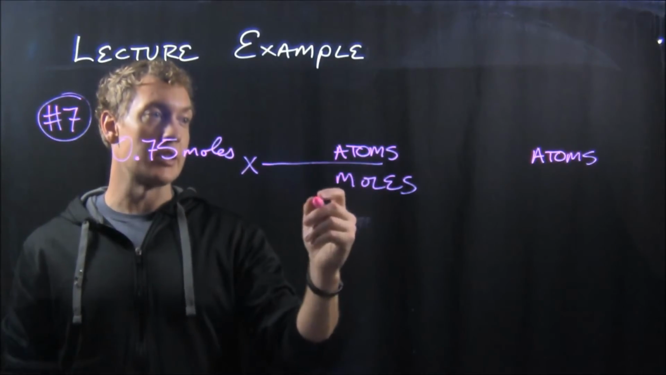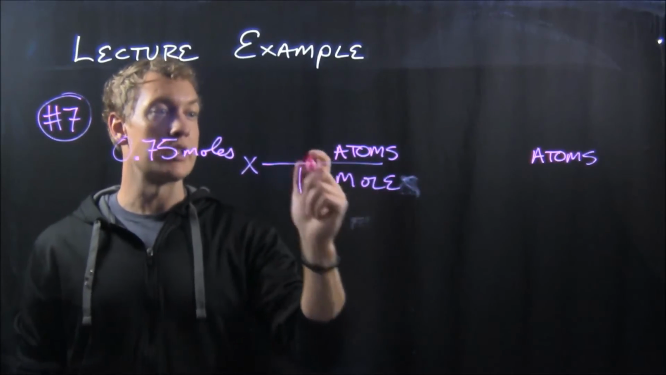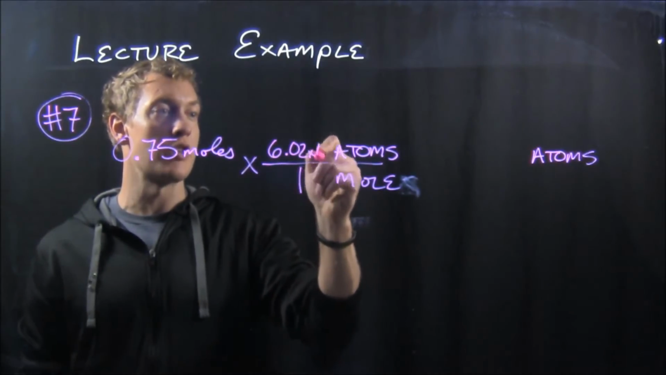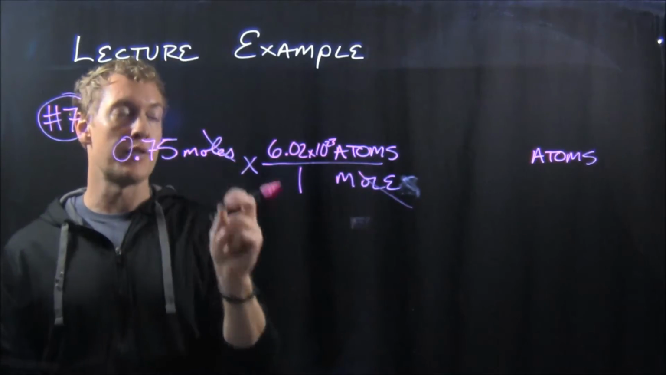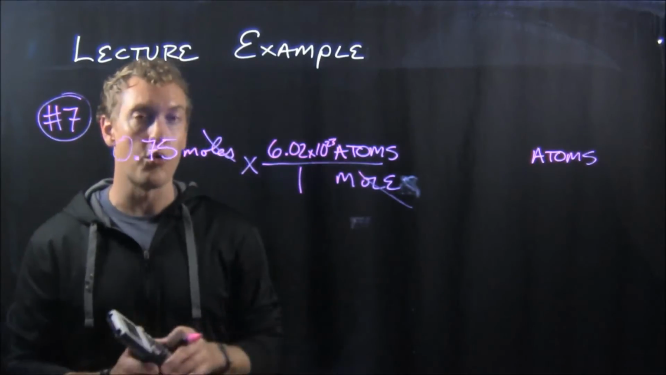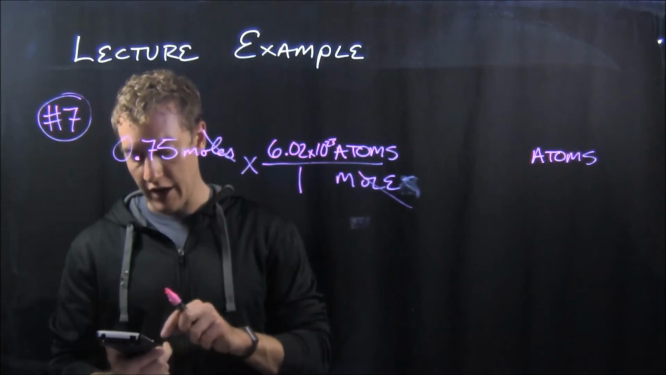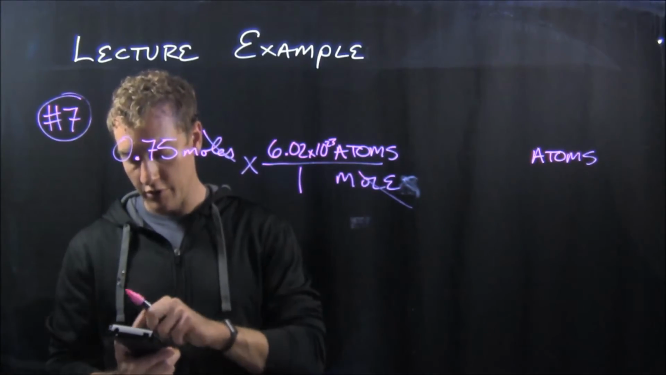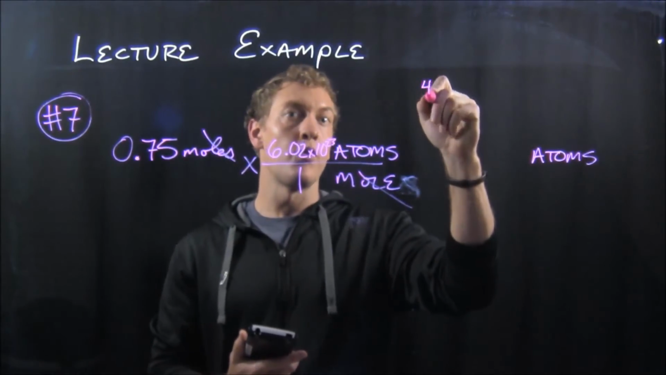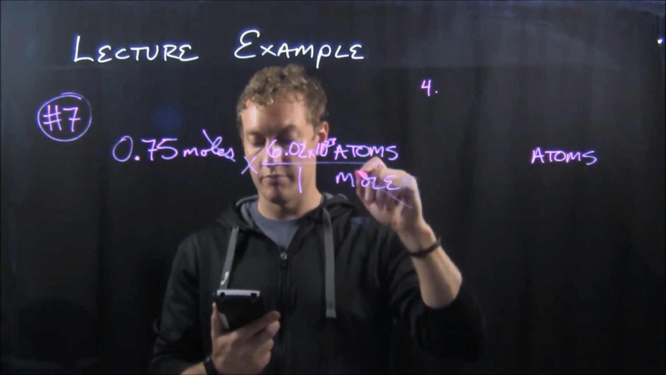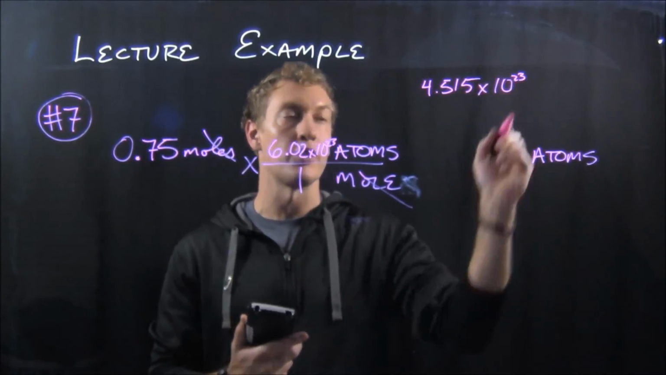And let's see, the only equivalency I know is that 1 mole is equal to 6.02 times 10 to the 23rd atoms. So moles will divide away. 0.75, so 3/4 of a mole, would be how many atoms? 0.75 times 6.02 times 10 to the 23rd. Calculator says 4.515 times 10 to the 23rd.